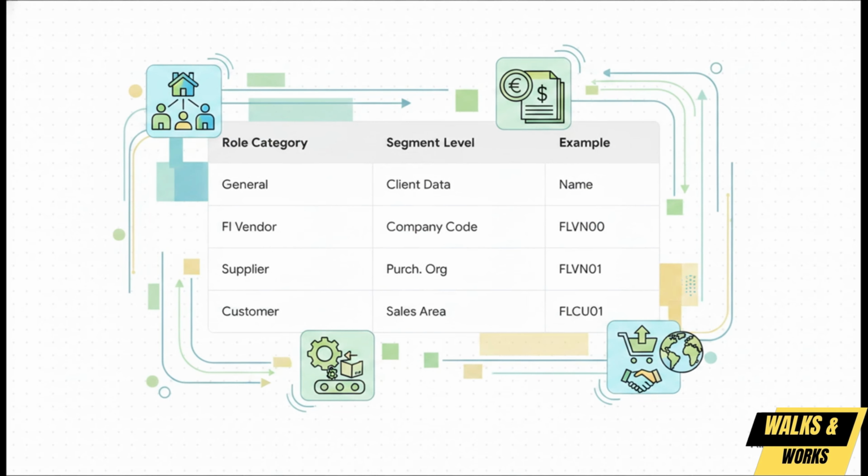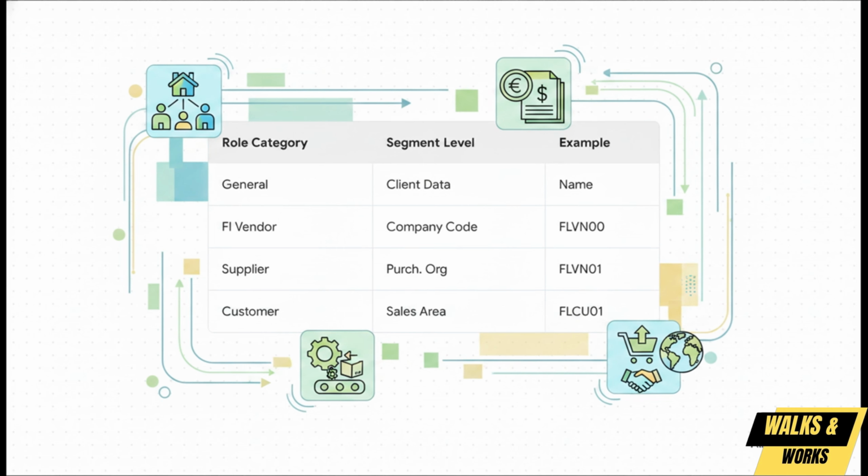Look at how a single business partner expands across your entire organization using roles. At the top, the general role holds client-level data, names and addresses. If you need to pay them, you add the FI vendor role for the company code. If your materials management team needs to buy from them, just add the supplier role for the purchasing org. And what if your sales team sells to them?